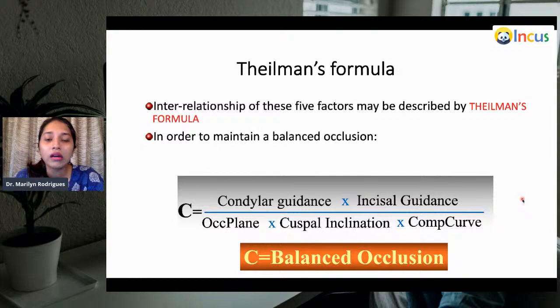Okay. So what questions are asked, basically? If a patient has an increased condylar guidance, what will you do? Will you increase the occlusal plane, decrease the occlusal plane, increase the compensating curve? For that, you have to remember this formula, which is very important, and you will be able to solve all those clinical situations. Okay.